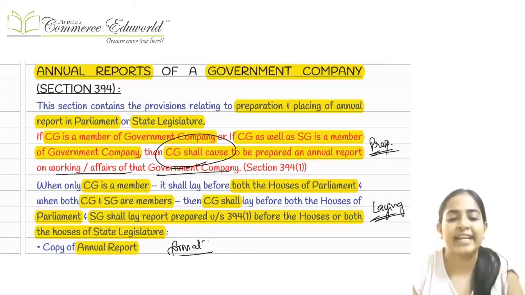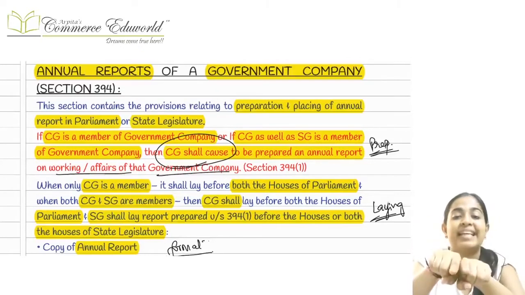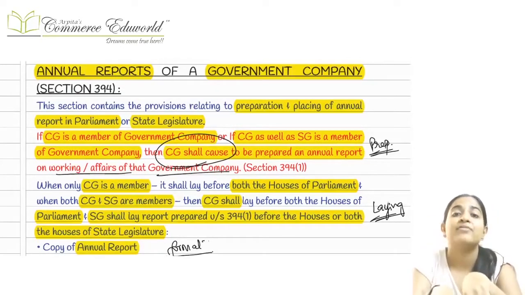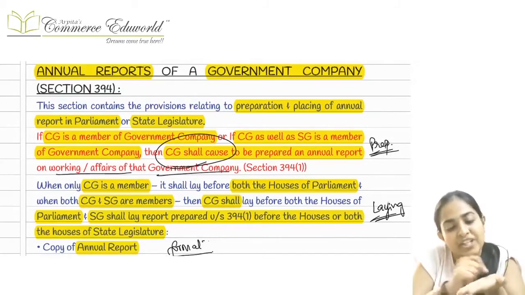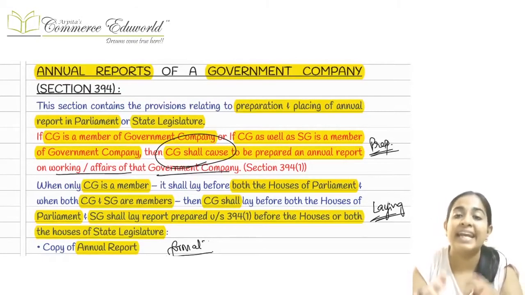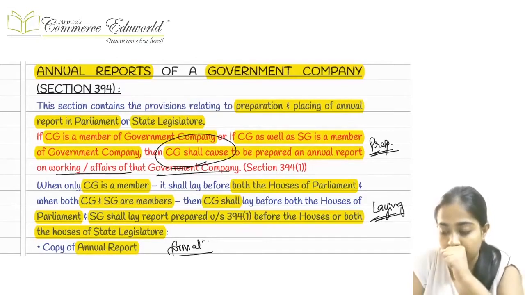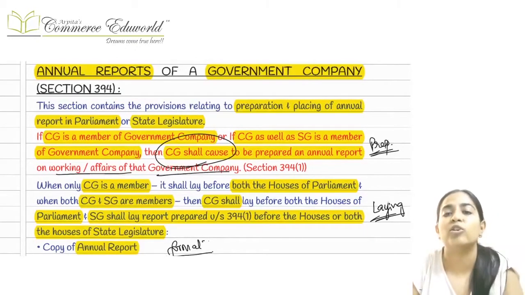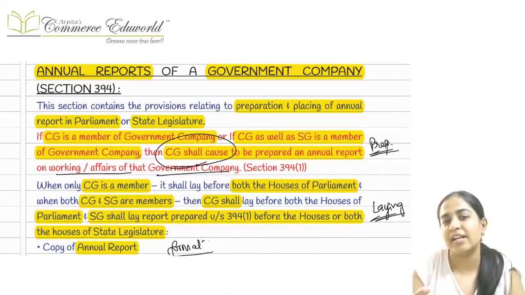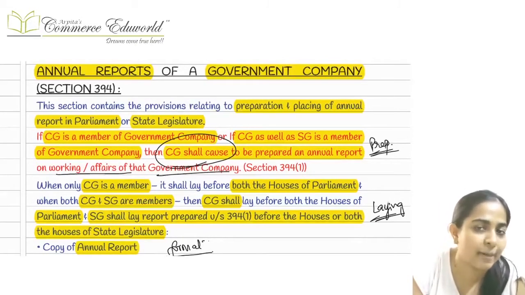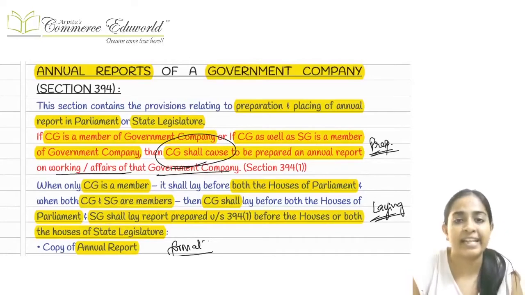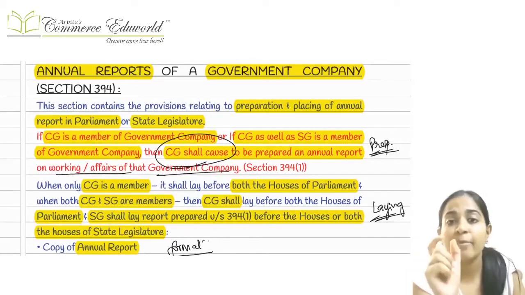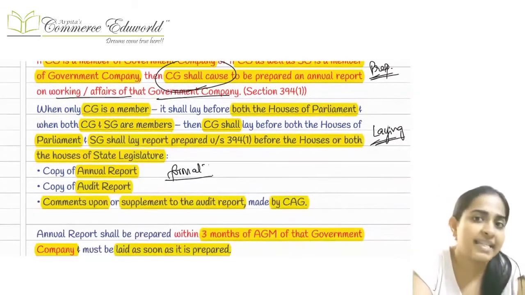Going on to the next case, where CG as well as SG are the members. Here the report will be prepared by the CG only. Preparation work is still done by the CG only, but laying down will be done respectively. The central government is going to lay it down before both the houses of Parliament, and the state government is going to lay it down before the state legislature. But in both cases, it is the same common report which has been prepared by the central government.